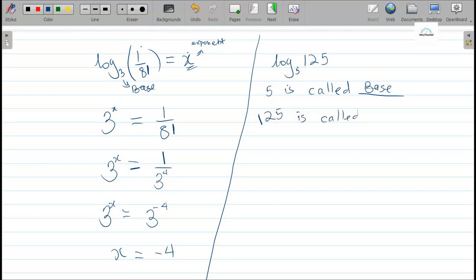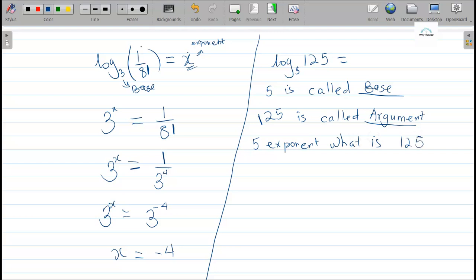The answer is the number such that 5 to the power of it gives 125. In other words, 5 exponent what number is 125?